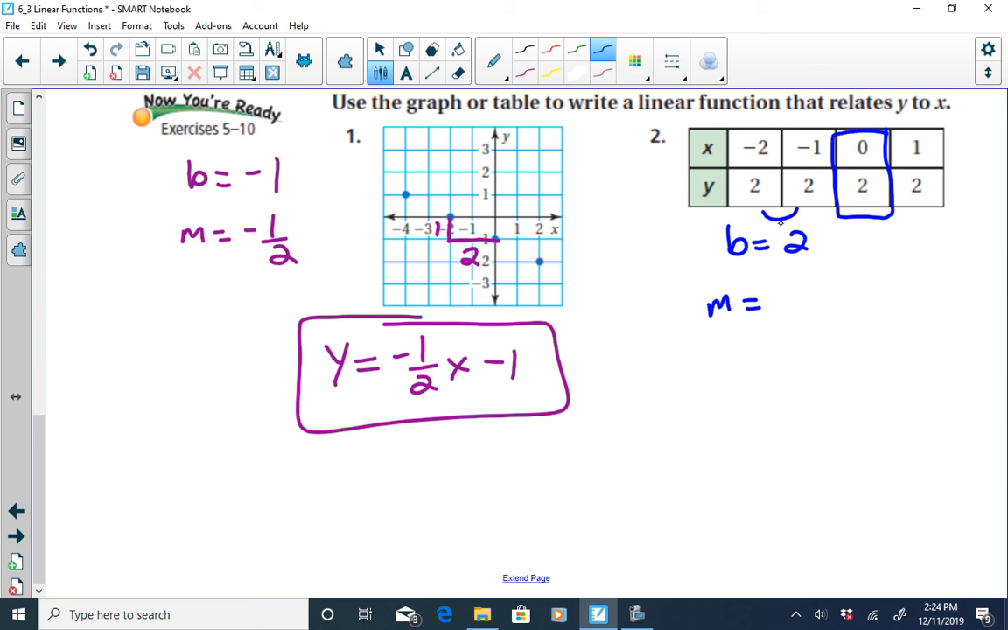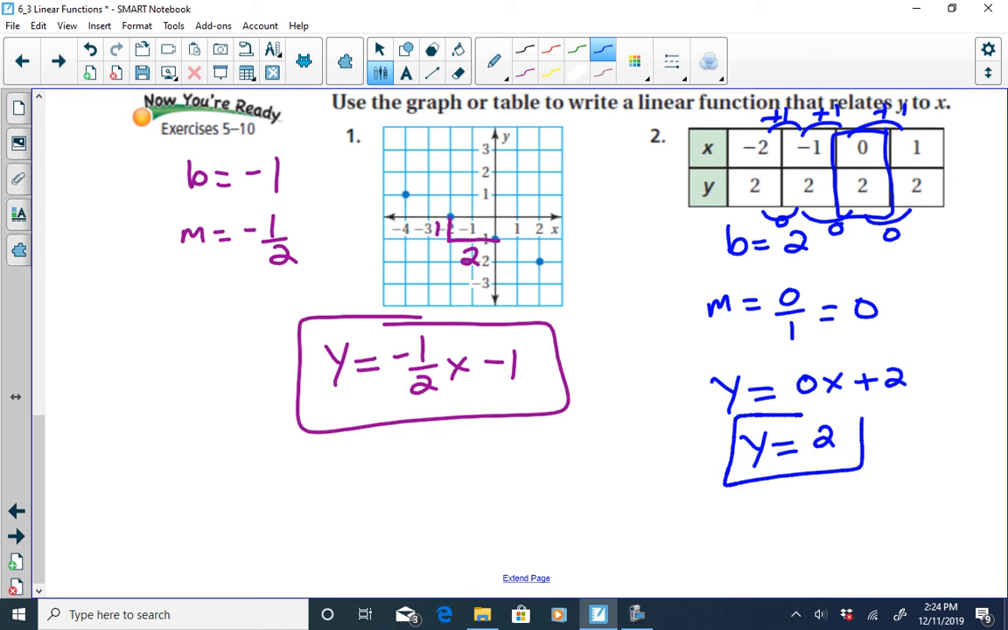Well, we have a change of 0 here, change of 0, change of 0. And this is an increase of 1, increase of 1, increase of 1. So our m is 0 over 1, which means we have a slope of 0. And what do we know about a slope of 0? Slope of 0 is going to be a horizontal line. So the equation is going to be y is equal to 0x plus 2, and we know that 0 times x is 0. So the equation of this line would simply be y equals 2, the horizontal line that crosses the y-axis at 2.